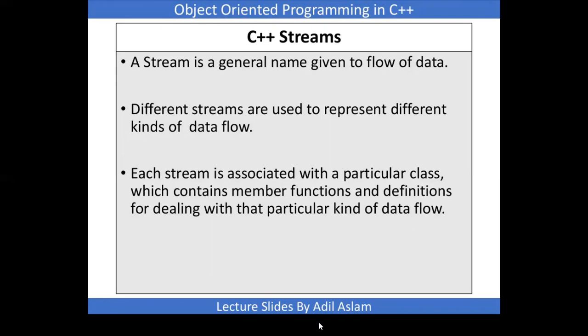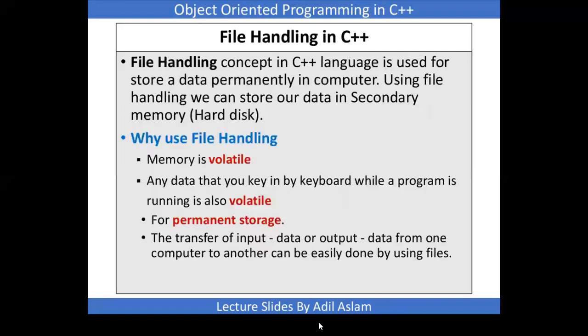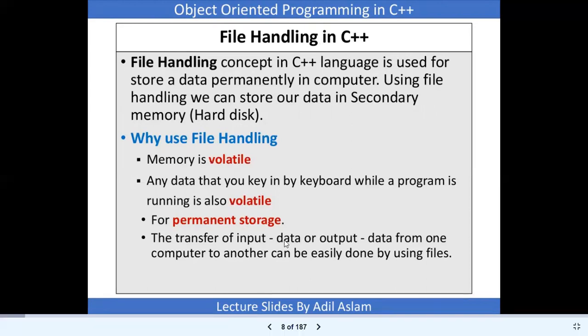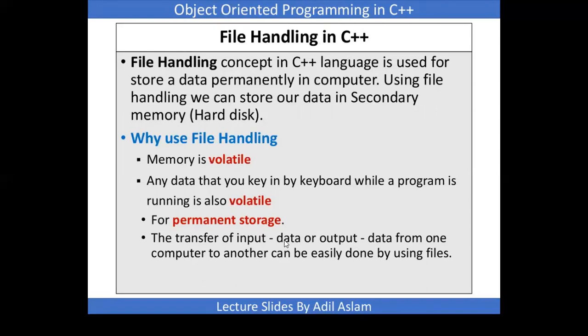As we have discussed in our earlier classes, we use different types of class objects, and with the help of objects we use the different member functions of the classes to create files, open files, and read and write data on files. These streams are from different classes which contain member functions and definitions to deal with a particular kind of data flow. And data flow is handled with the help of the file handling concept in C++, which is used for permanent data storage. In our previous chapters, whatever concepts we have learned were volatile in nature.